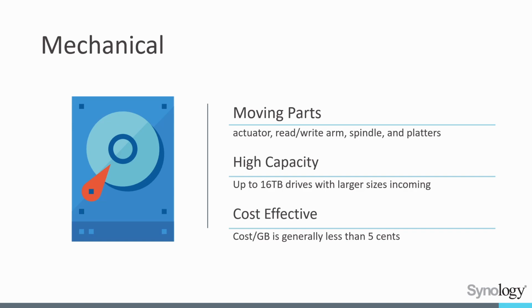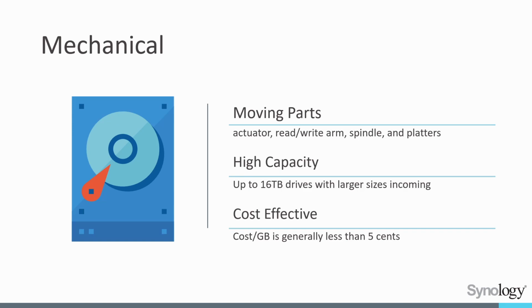With mechanical drives, you have a really high capacity. As we all know, this is going to be the most dense storage that's pretty much available to everyone. Right now, it goes up to 16 terabyte drives with larger sizes, of course, incoming. As hard drive manufacturers release additional capacity, you'll notice that Synology's capacity will also increase. So as you see 18 terabyte, 20 terabyte drives in the future, you'll see us get those on our compatibility list, and also you'll see our capacity increase with that.